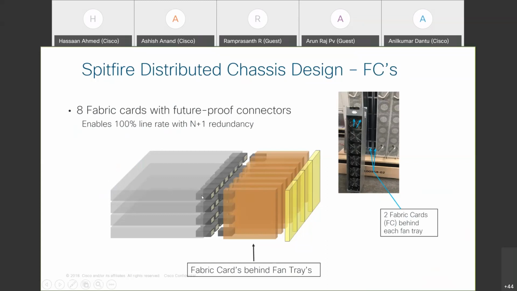So there is direct mating between the line card and the fabric. There is no backplane as such in between for them. Okay, so there is direct connectivity. It is a standard, you have 8 fabric cards. If you lose 1 fabric card, you have N+1 redundancy to support full traffic rate.